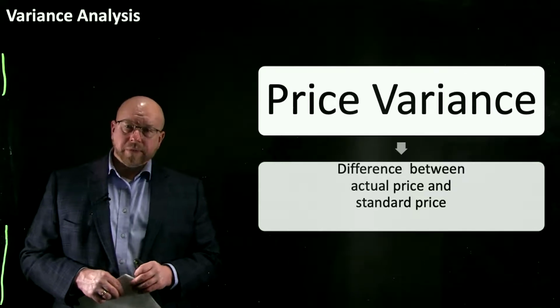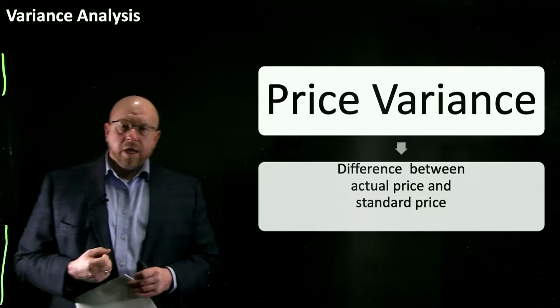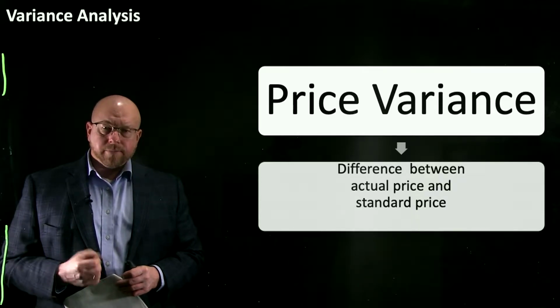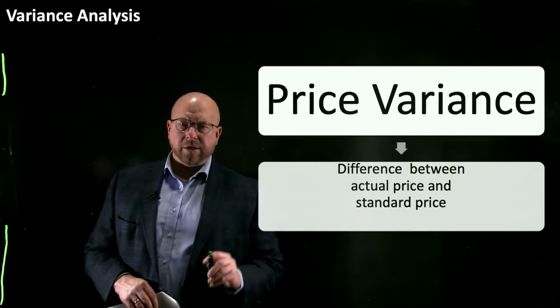variance analysis. So there are 6 major variances. As we take a look at a price variance, we have the difference between the actual price paid and the standard price.